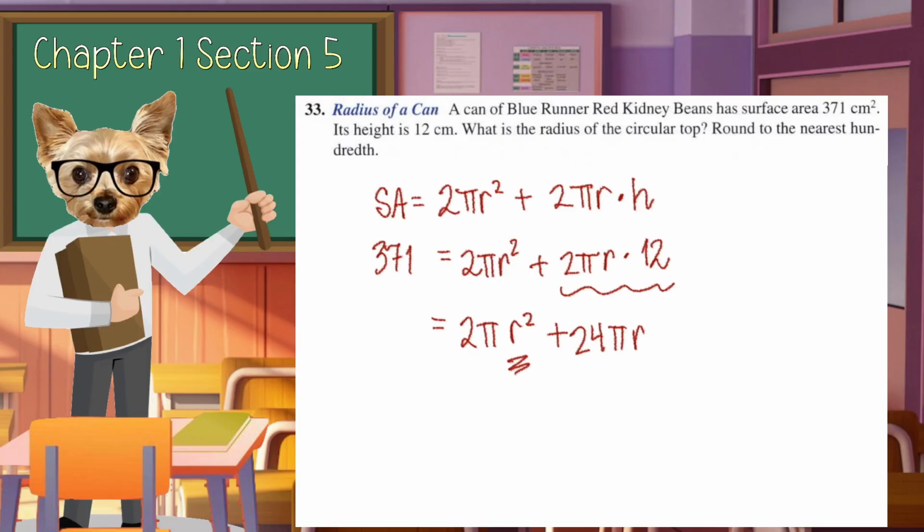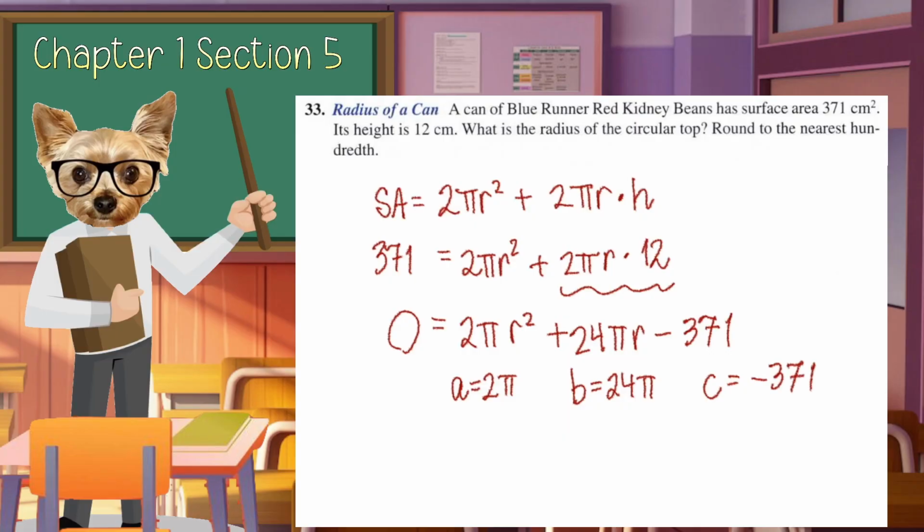So it's like x squared, x, right? It's quadratic. And I'm going to get this equal to 0. Minus 371. So A is equal to 2 pi. B is equal to 24 pi. And C is equal to negative 371. I'm just going to get right to the point here. This is not going to be factorable, right?